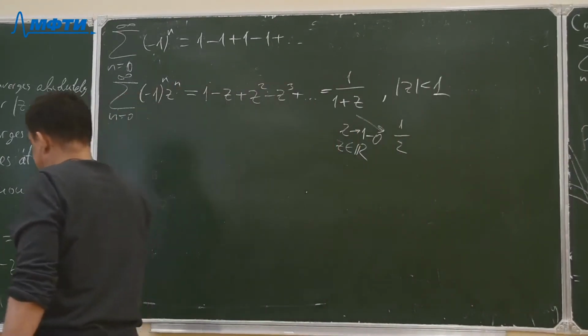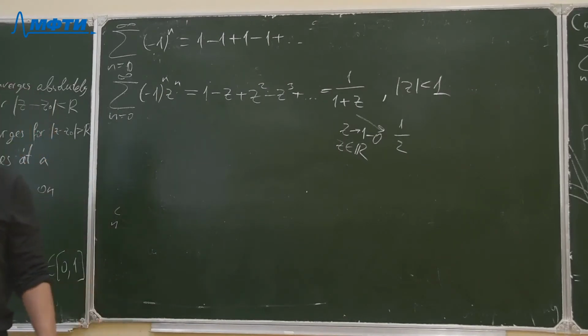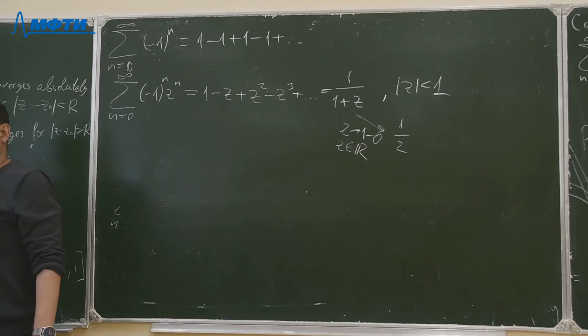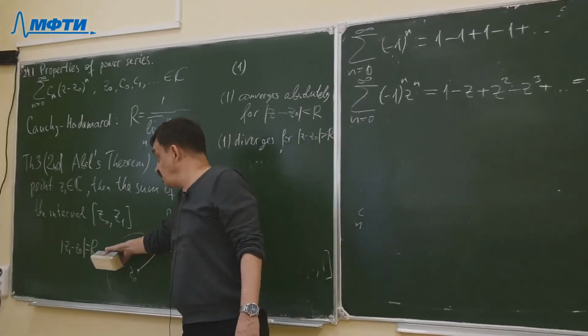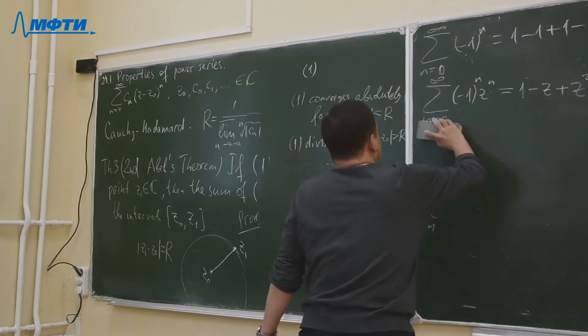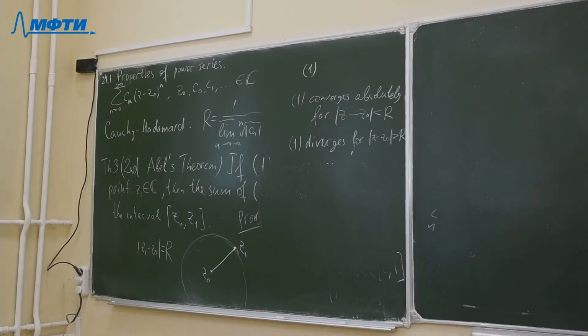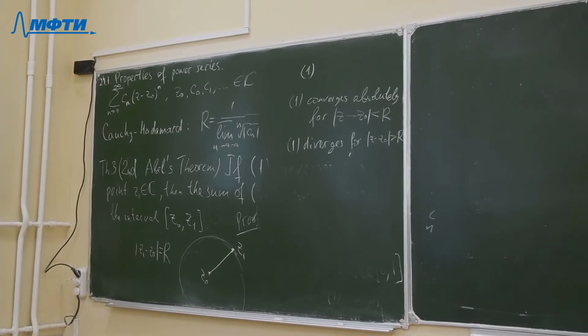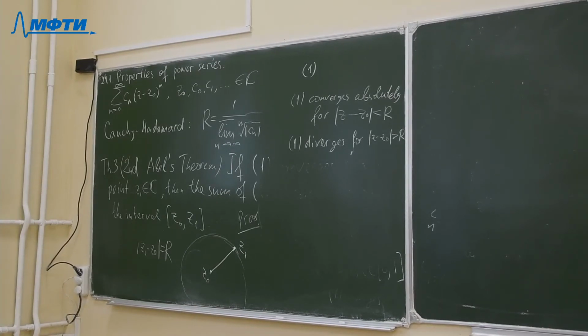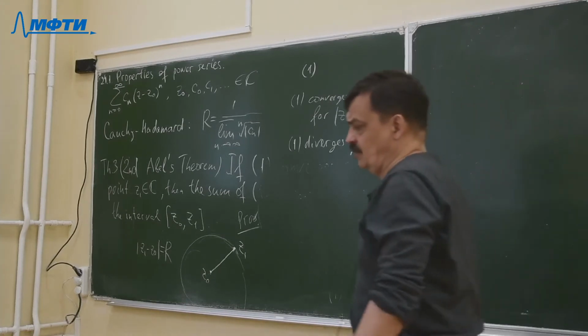Now let me give several examples to show that the behavior of a power series on the circle of convergence of radius r is a rather complicated thing. There are very different situations. Example 1 is the most complicated.